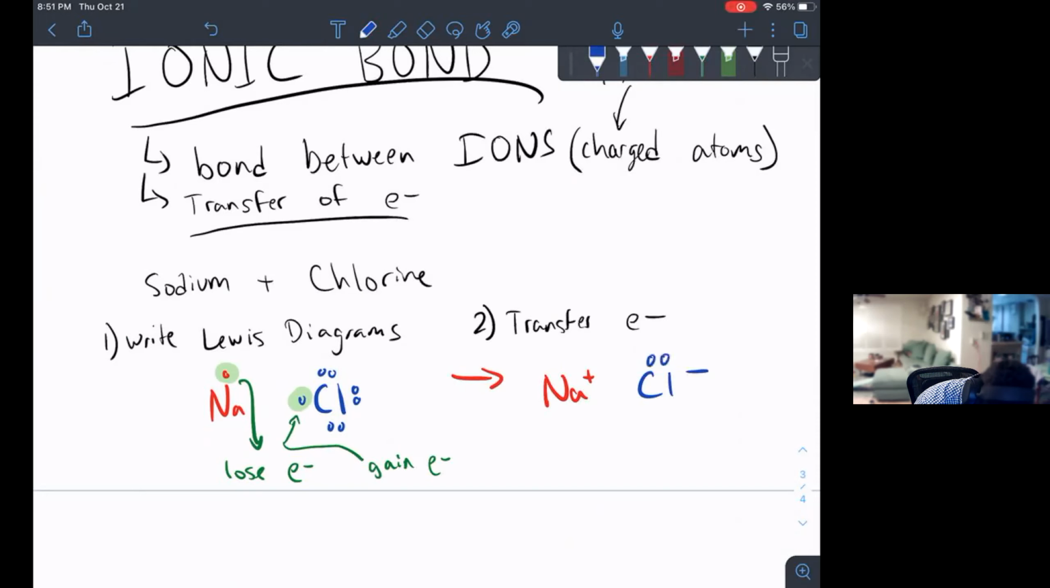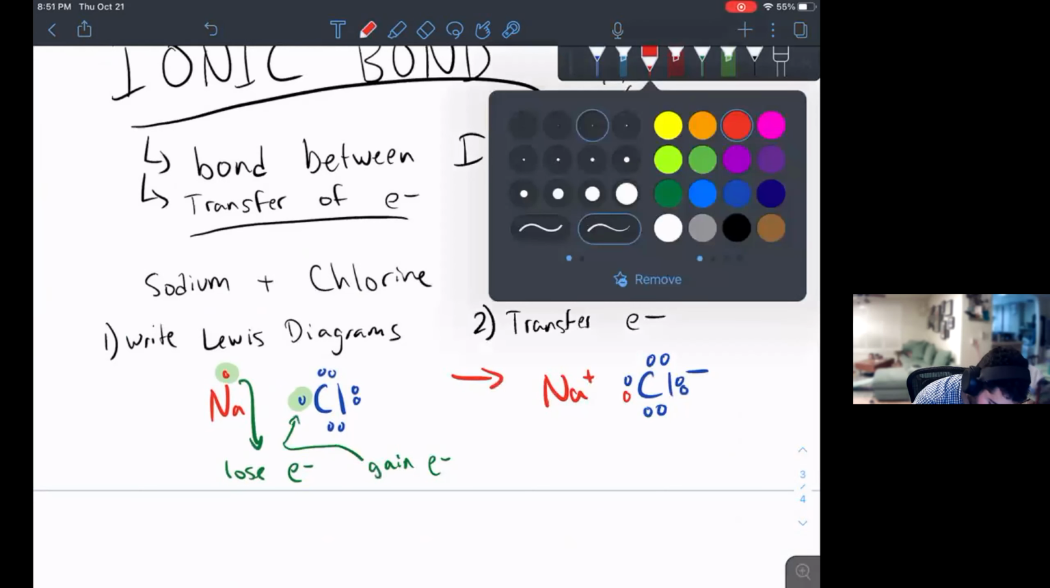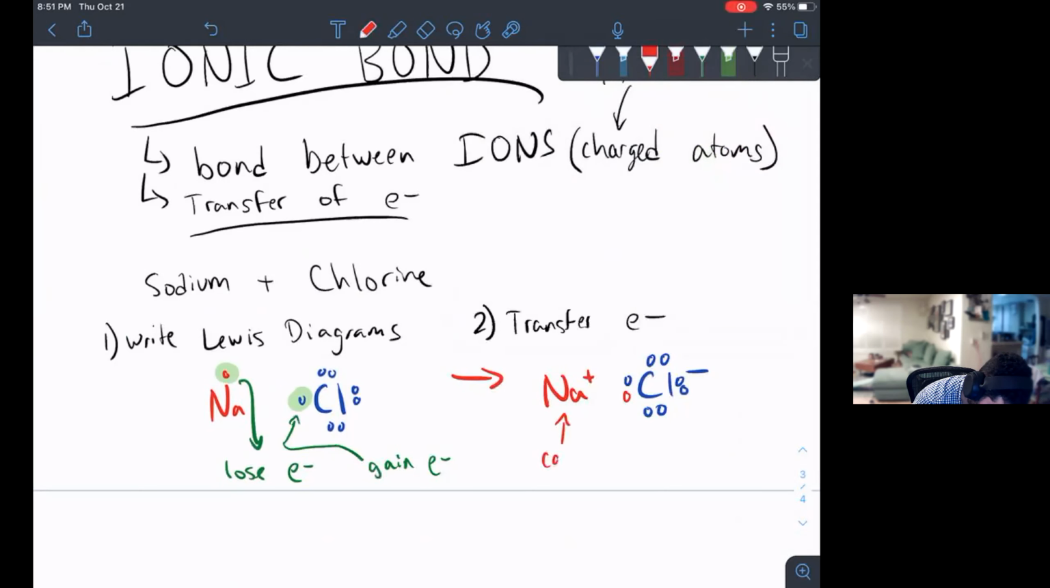but now we got to draw those electrons. Chlorine has still the 1, 2, 3, 4, 5, 6, 7. And sodium's 1. They both fulfill the octet rule. We have a cation over here. We have our cation. We have our anion.